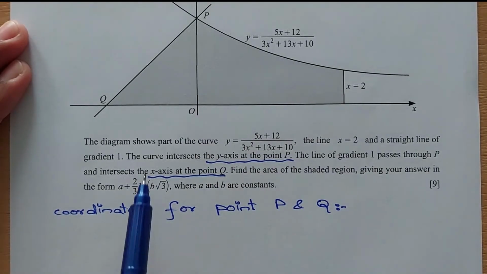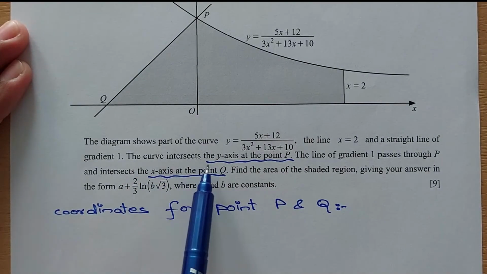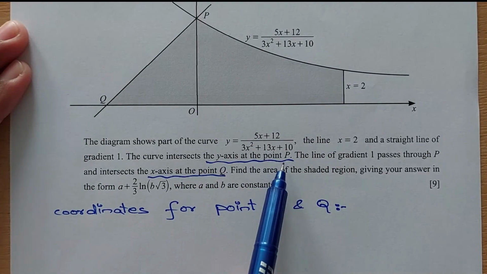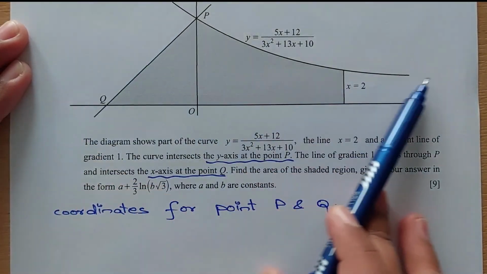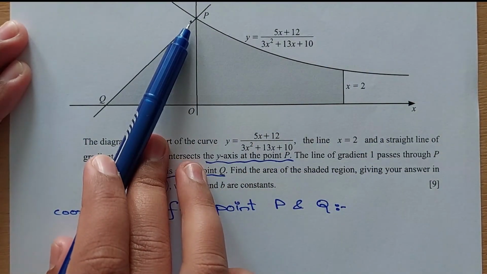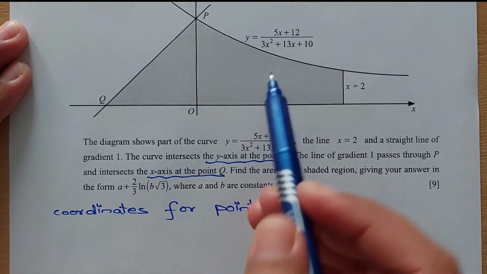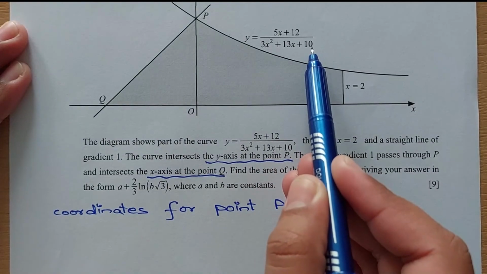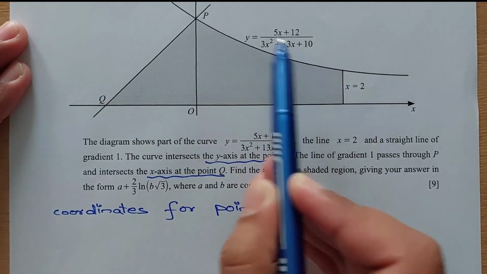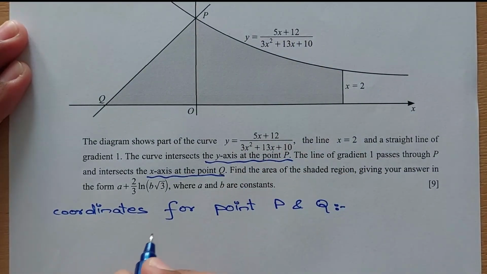Okay, so we are given the information that the curve intersects the y-axis at point P. So this is a curve, it intersects the y-axis at point P, and at the y-axis x equals 0. So just substitute x equals 0 into this curve. This is 0, 0, 0, so y equals 12 by 10.